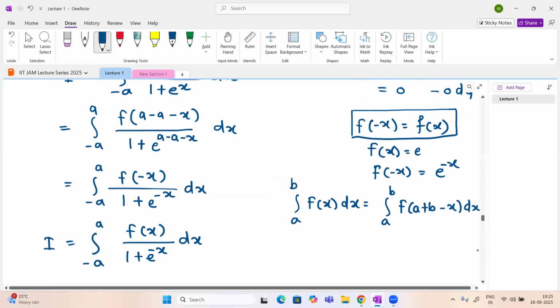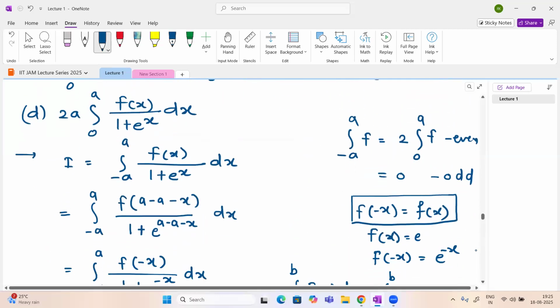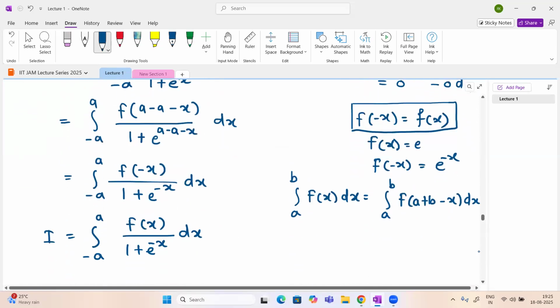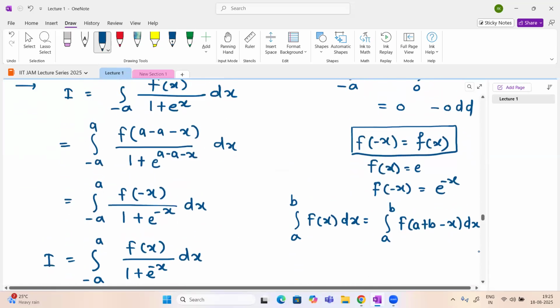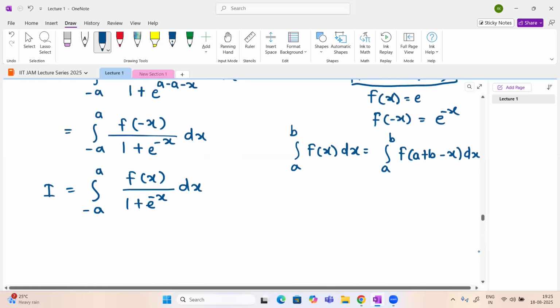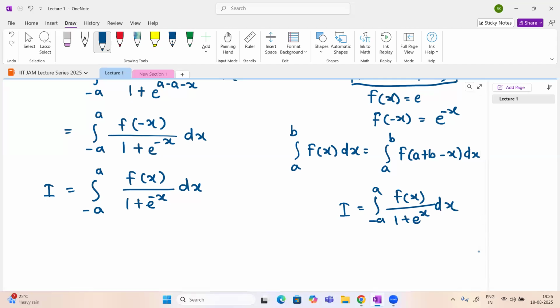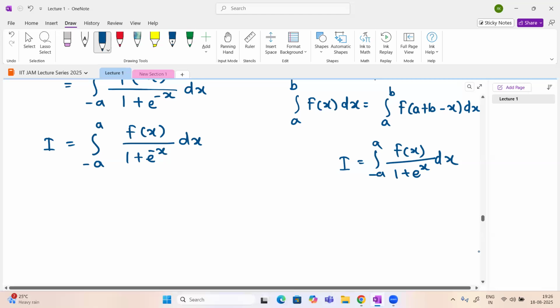Is it the same as given I? No, sir. In the power it is e raised to minus x, and in the given function it is e raised to x. It is not the same as given I, because let me write it here. In the given I, what do we have? Minus a to a f of x upon 1 plus e raised to x. But unfortunately, we have e raised to minus x. So definitely it is not the same as given I.